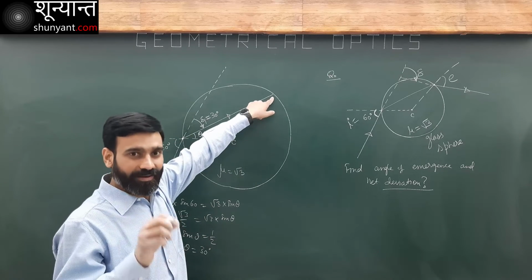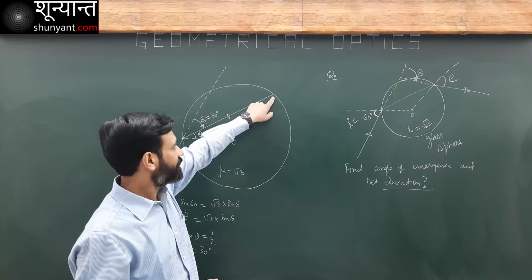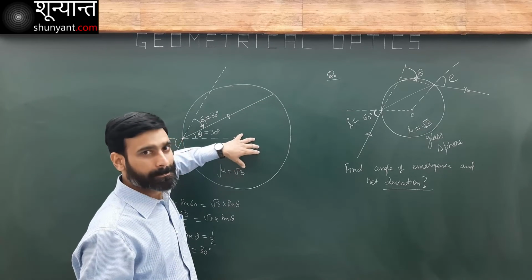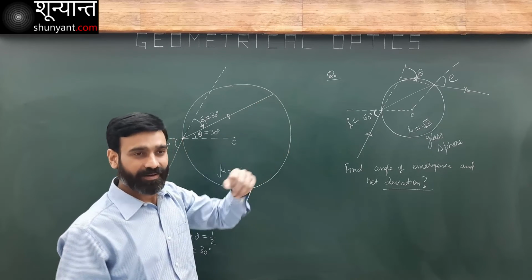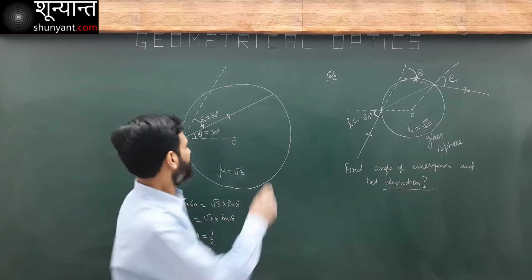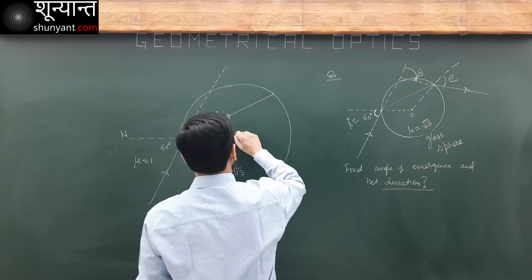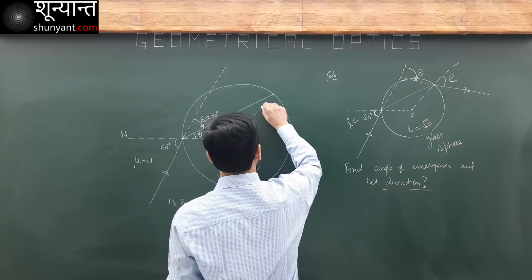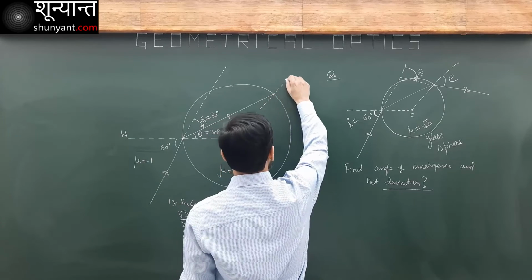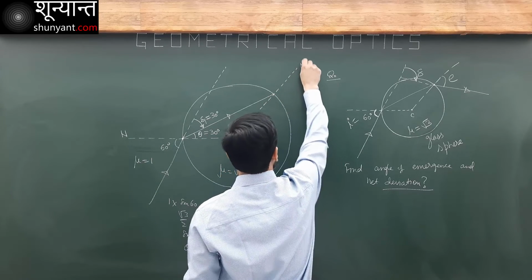At this point again the medium changes. At this point I have glass, the other medium is air. Again there is going to be refraction. I will find the normal. Okay, this is my normal.